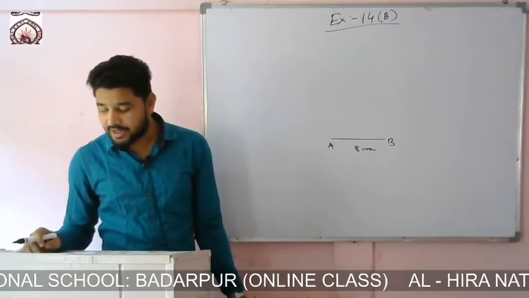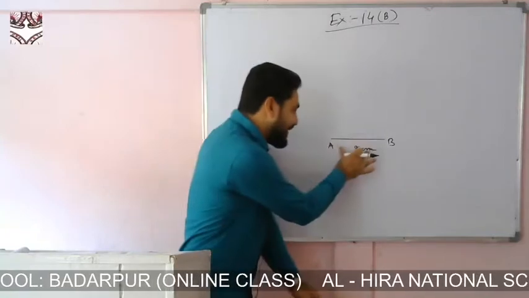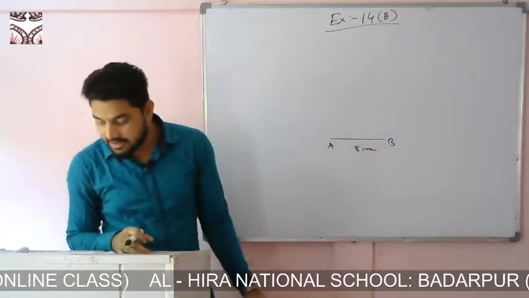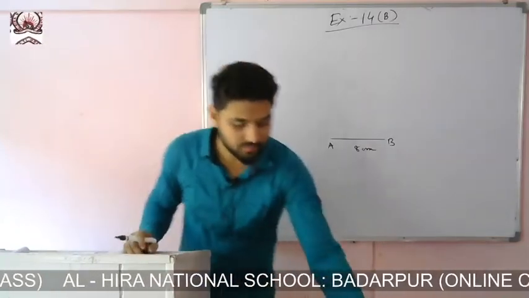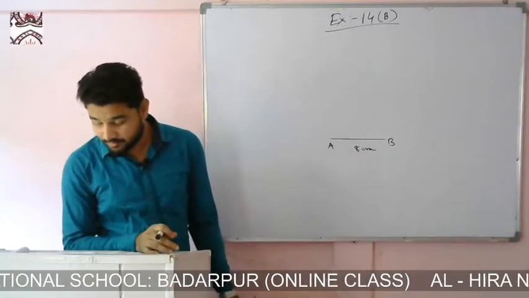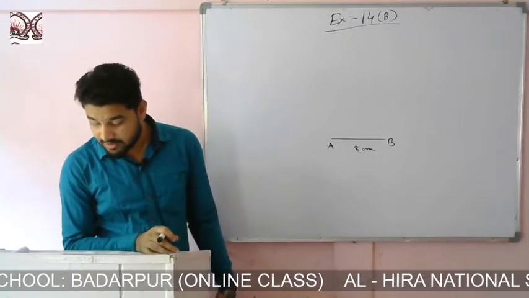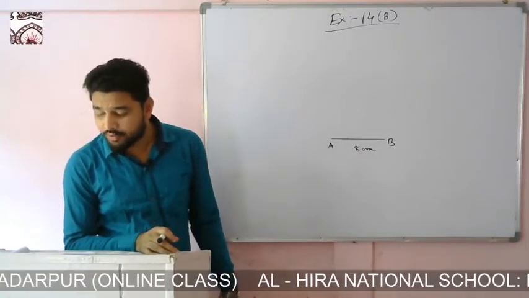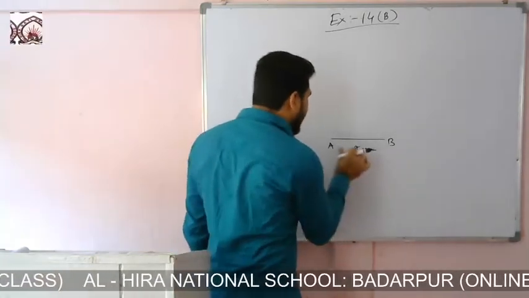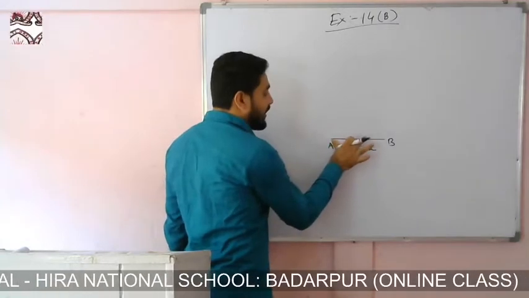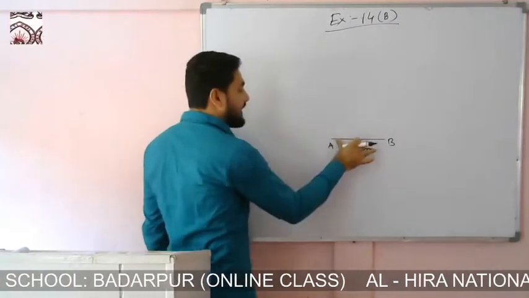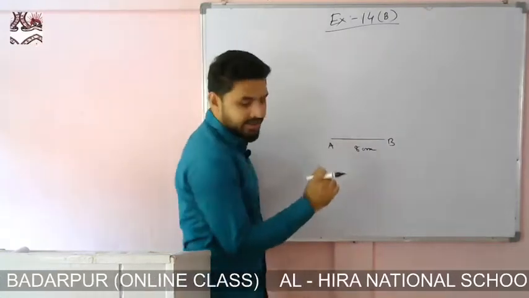Mark a point P on AB. That means on AB I have to mark a point P such that AP equals to 4.5. That means from A I will take the measurement 4.5 and intersect AB at point P.